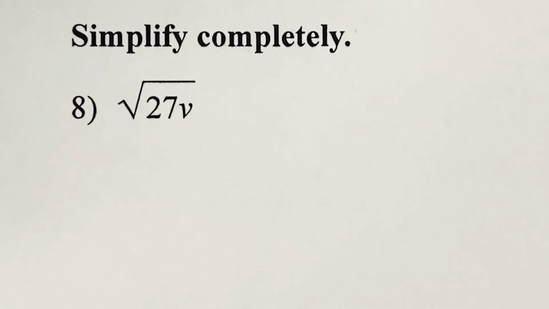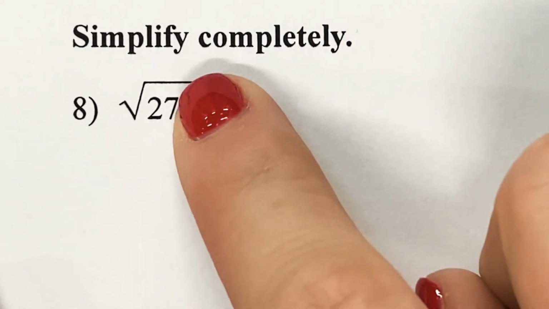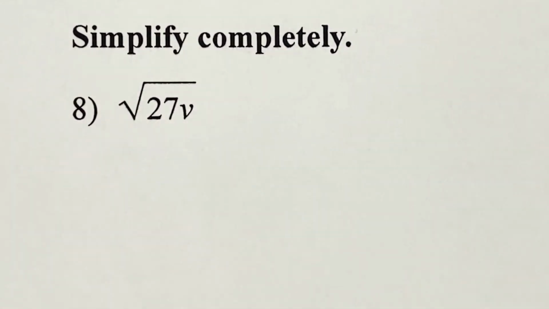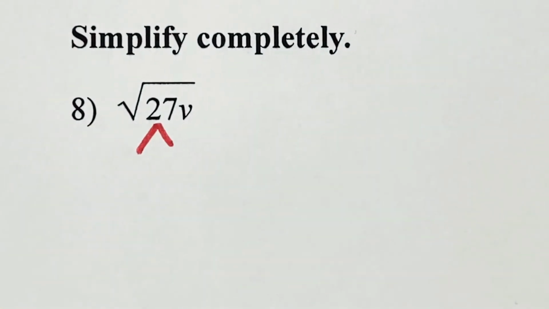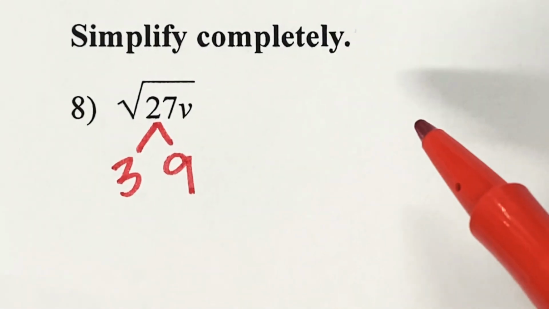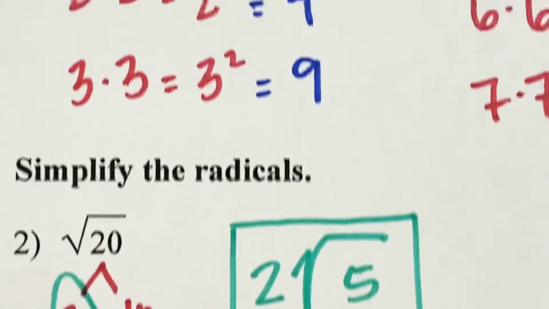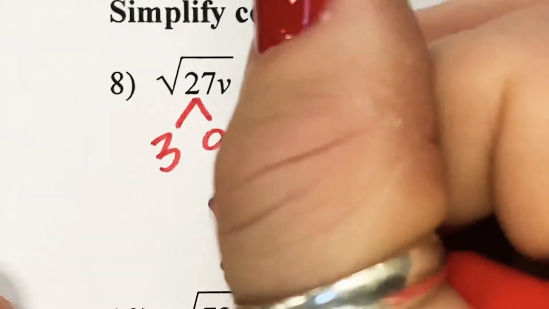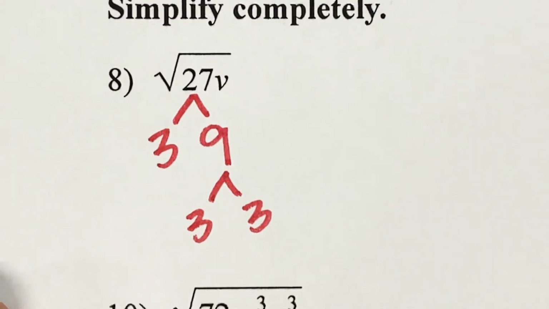Let's look at number 8. So I have root 27 with a v. We're just going to ignore the v for now and treat it just like root 27. So how can we divide 27 to try and find some couples? 27 is not an even number, so how can we divide it? I know I can divide it by 3, because 3 times 9 gives me 27. Well, 9 is one of our favorite numbers because it automatically gives me a pair. So 9 I know I can break down to 3 times 3.